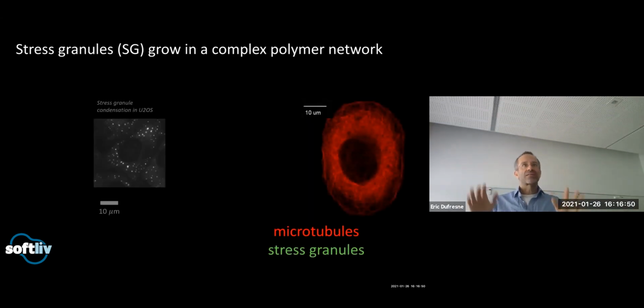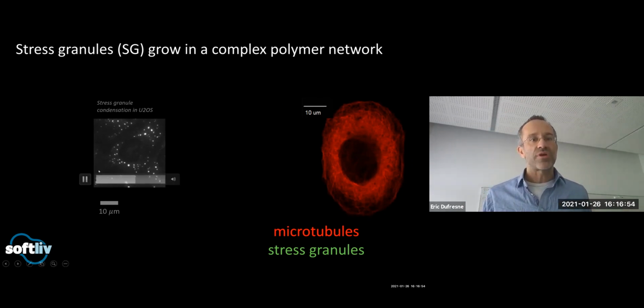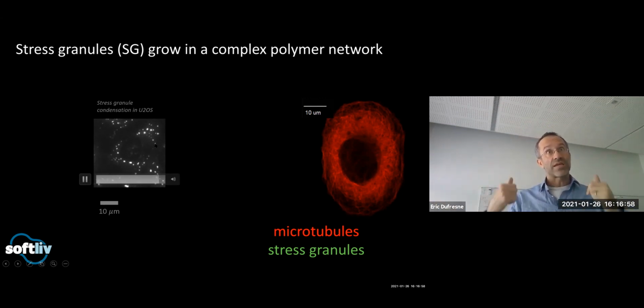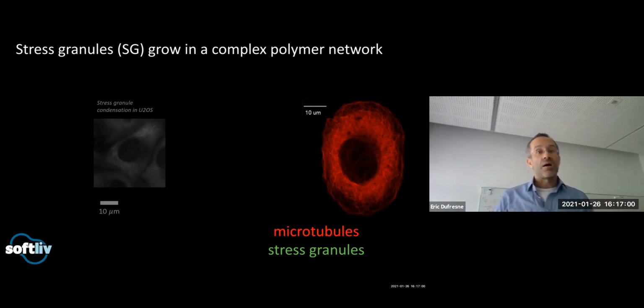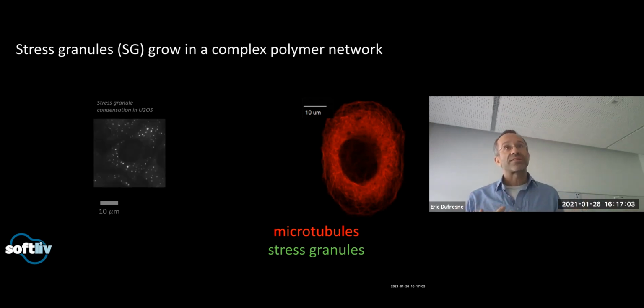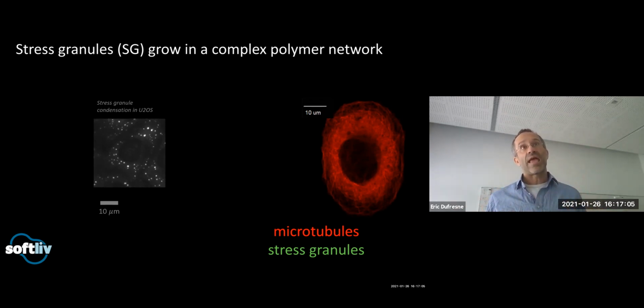Now, let's go back to this movie that I showed you to introduce the idea of a membraneless organelle and stress granules. This process that I described to you is one that looks like condensation and growth. The important thing to remember is that this is not happening in a Newtonian liquid, right? It's happening in a complex and crowded environment.